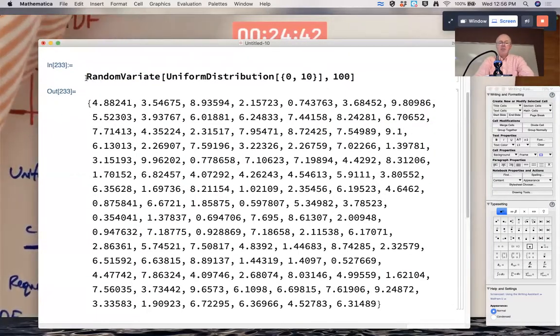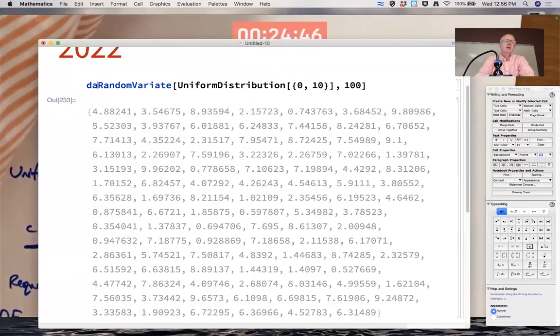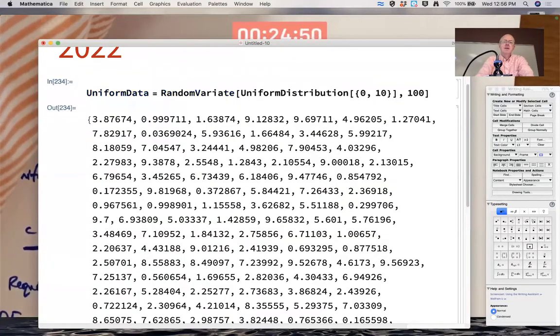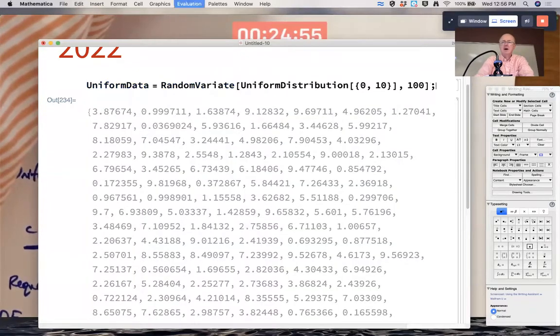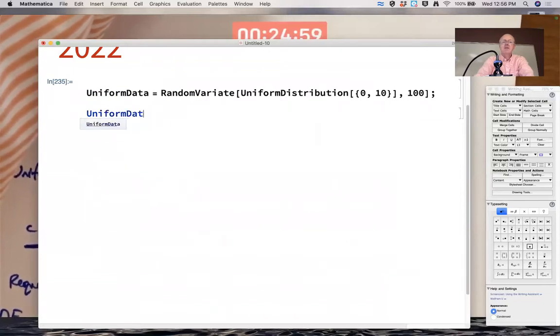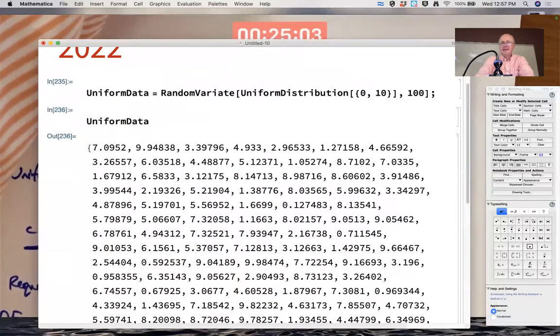Let me give the output of this a name. I'll call it data. Or maybe I should call it uniform data. Once I've done that, then the output is stored in this variable that I've called uniform data. Remember that a semicolon suppresses output. If I retype uniform data and re-enter that, I see it.